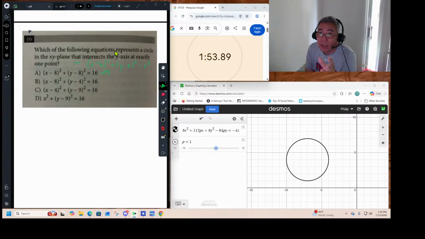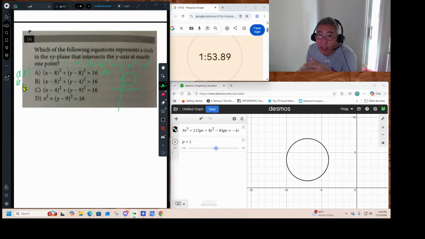They're asking which one shows a circle in the xy-plane that intersects the y-axis at exactly one point, which means it would touch the y-axis right there. For this, the student would have to know which one's the x- and the y-axis, how that appears here. If you know what h and k do, then you would know that this particular circle has a center at (8, 8), and we know the radius is 4, so that has no chance of just touching the y-axis. It would be too far away.